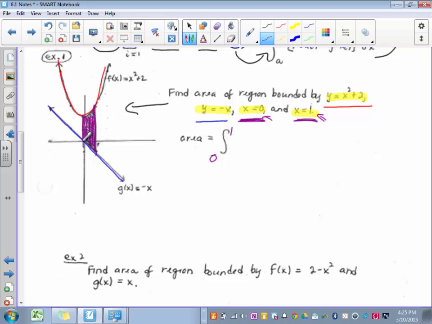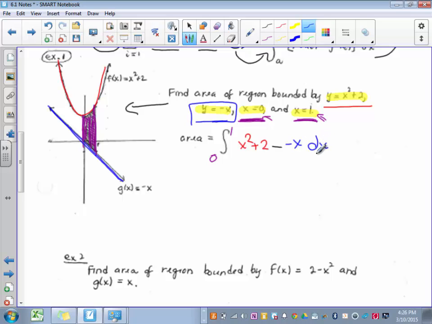And then we have to figure out which function is on top. Well, that's easy to see. It's this red function, y equals x squared plus 2. So that's the top function, and we would put that one first. So we have x squared plus 2 going in for our f of x. And then we have the bottom function, which is this blue function right here, and that is going to be subtracted from this function. So we're subtracting negative x, and then we have our dx right there.